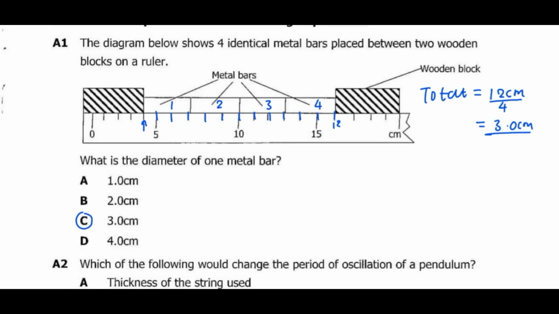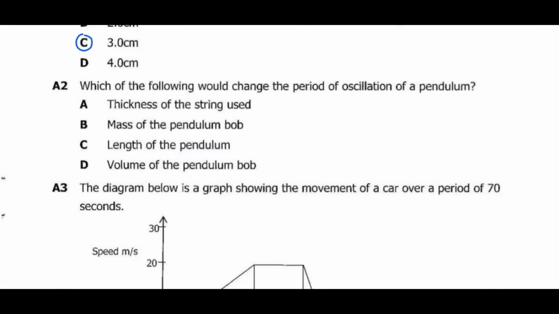Then we can also find the same total diameter of the 4 metal bars. So let's do this. If this is 0, 1, 2, 3, so this is 4. Then if we just follow the actual numbers, this is 15, this is our 16. So to find the total distance for these 4 metal bars, we can find the difference between 16 and 4, which is giving us the same number, 12. Then we divide by the 4 metal bars, which is giving us 3.0. Then we move on to question 2.